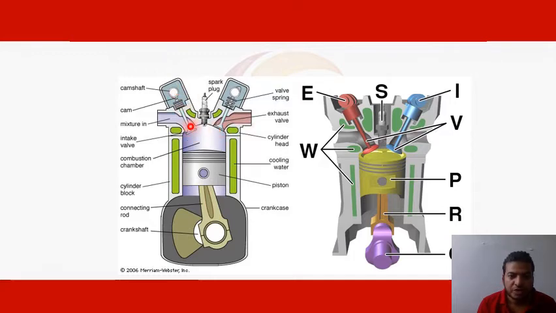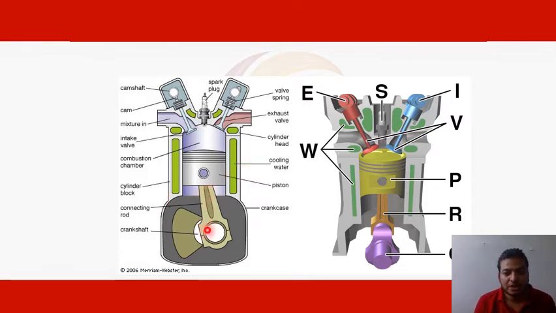You can see this whole outer part is known as the cylinder block, and this green color is the cooling water, because due to combustion a lot of heat is generated inside the cylinder. To cool down the engine, a water jacket is used. So different types of engines are there. Water cooled engines are there, air cooled engines are there. You have seen it in the two-wheeler. In the case of a two-wheeler, we use fins. You can see fins are there on the engine. Those are used to cool down the engine.